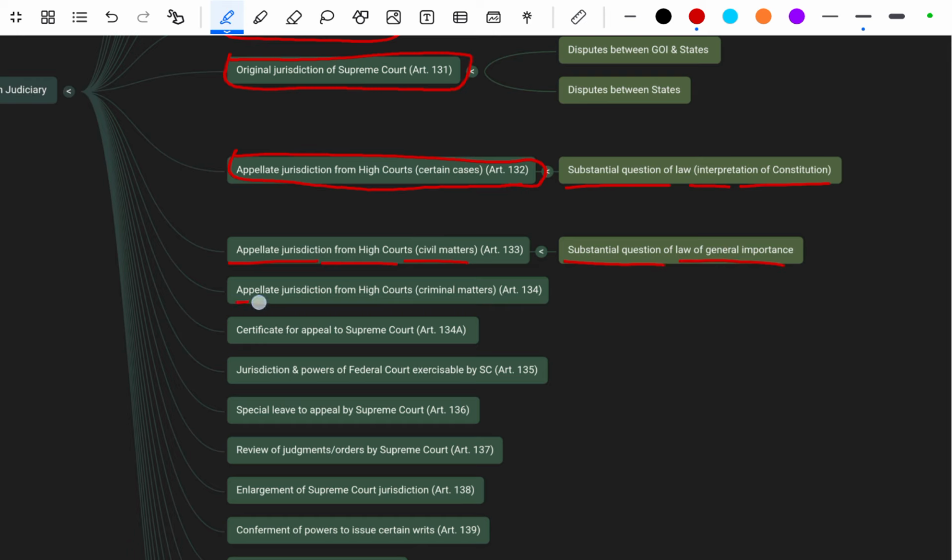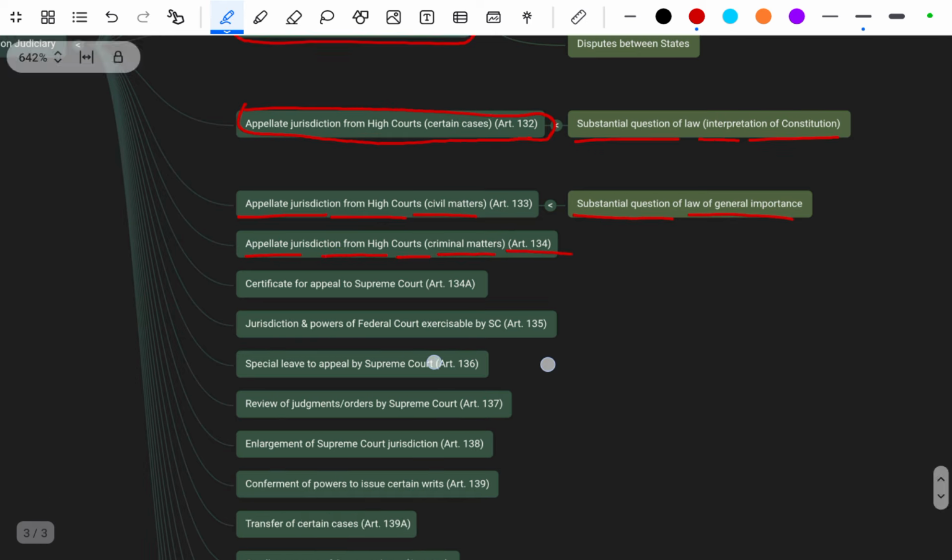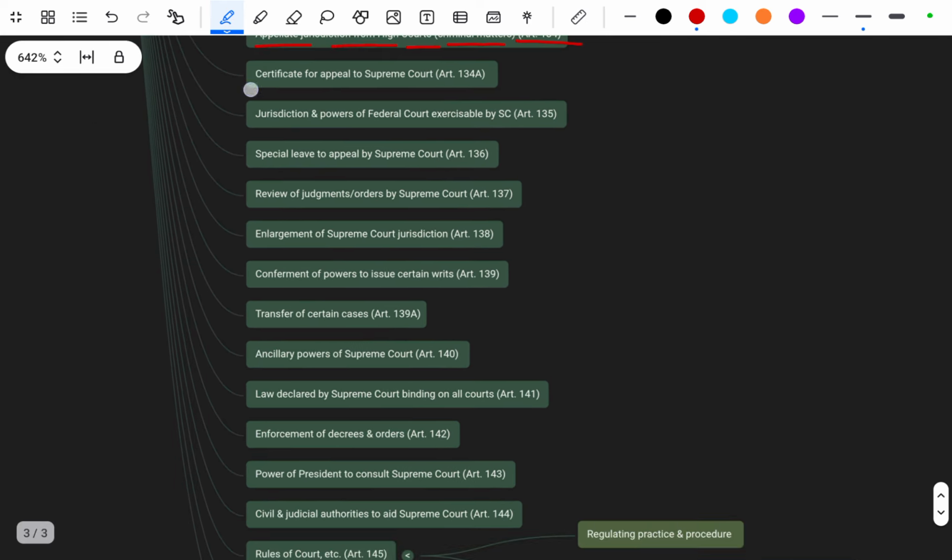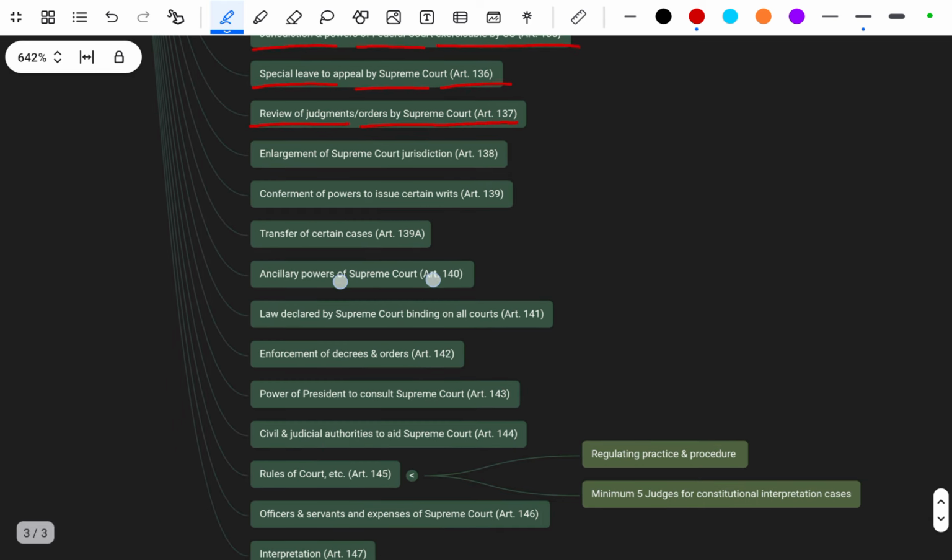Then next is the appellate jurisdiction from high courts in criminal matters under Article 134. Next is the certificate for appeal to the Supreme Court under Article 134A. Next is the jurisdiction and powers of the federal court exercisable by the Supreme Court under Article 135. Special leave to appeal by the Supreme Court under Article 136. Review of judgments and orders by the Supreme Court under Article 137. Enlargement of the Supreme Court's jurisdiction, that is Article 138.